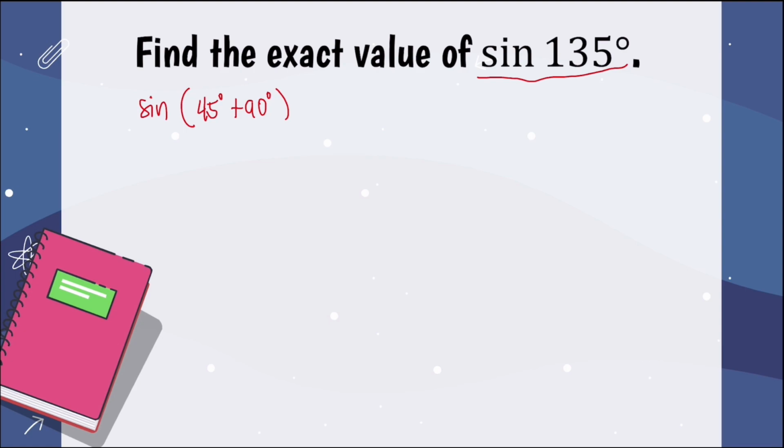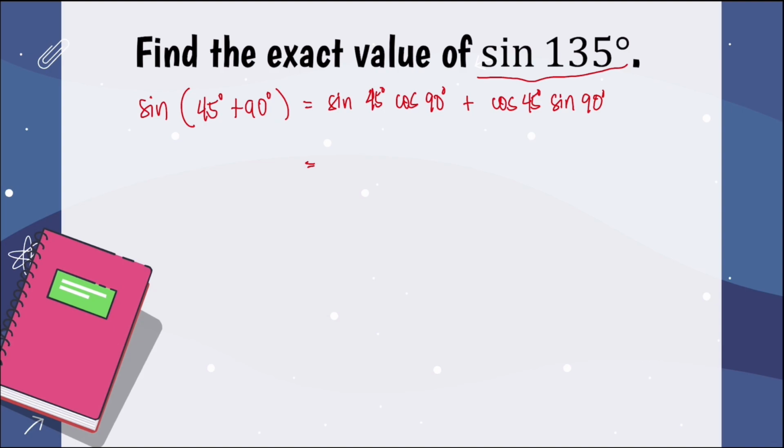So here, what we will do is we can expand this. So sine of 45 degrees times cosine of 90 degrees. So again, this is sine of A plus B, so sin cos, cos sin, plus cosine of 45 degrees times sine of 90 degrees. And since these are just special angles, we can easily identify their values. So let's substitute here the values of each.